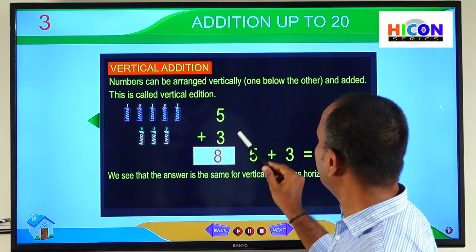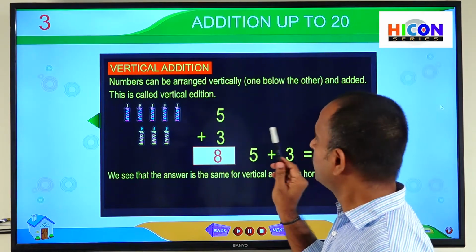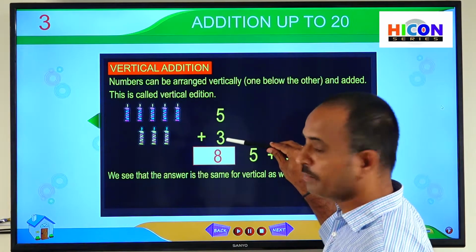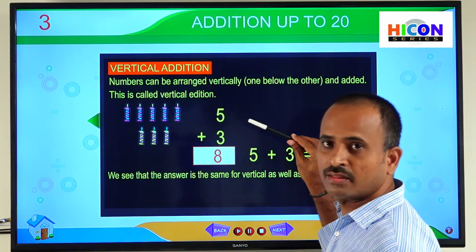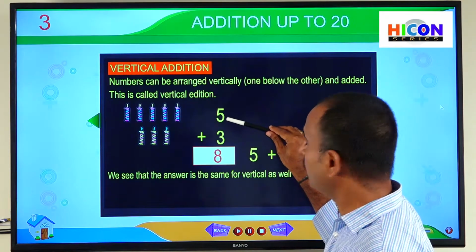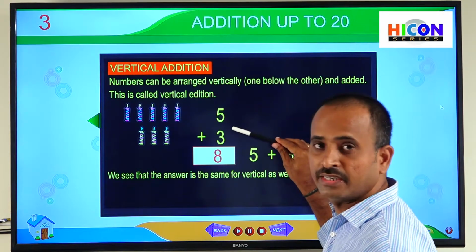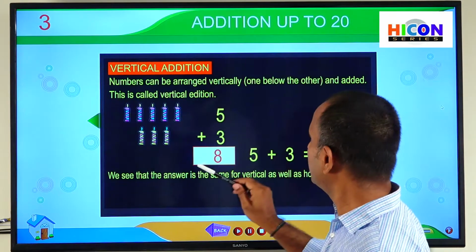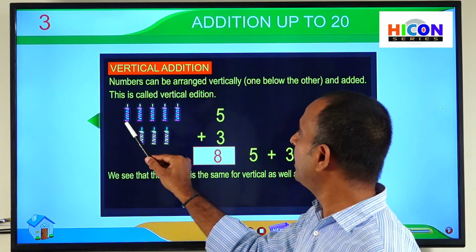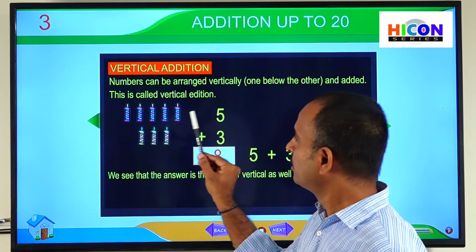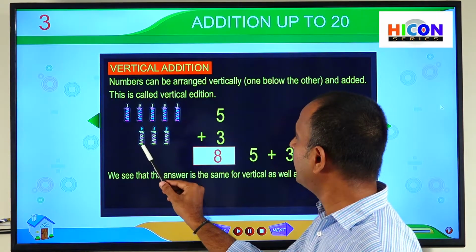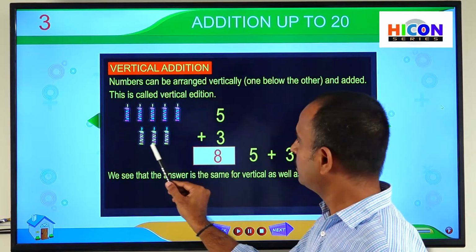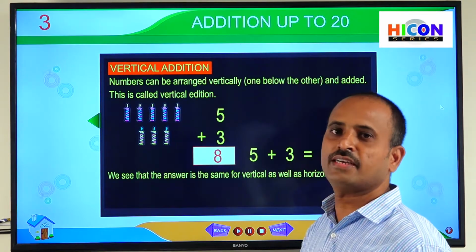Children, see one example here for vertical addition. So they have given two numbers and the two numbers are written one below the other. So here 5 is written above and 3 is written below the 5. So children, see this addition. How many candles are there in the first row? There are 5 candles in the first row. And how many candles are there in the second row? There are total 3 candles in the second row.